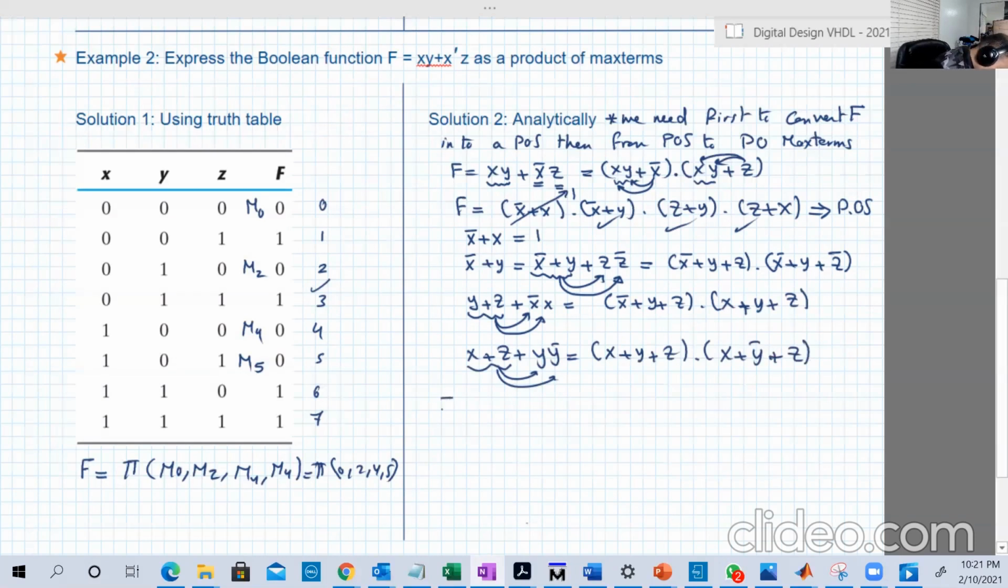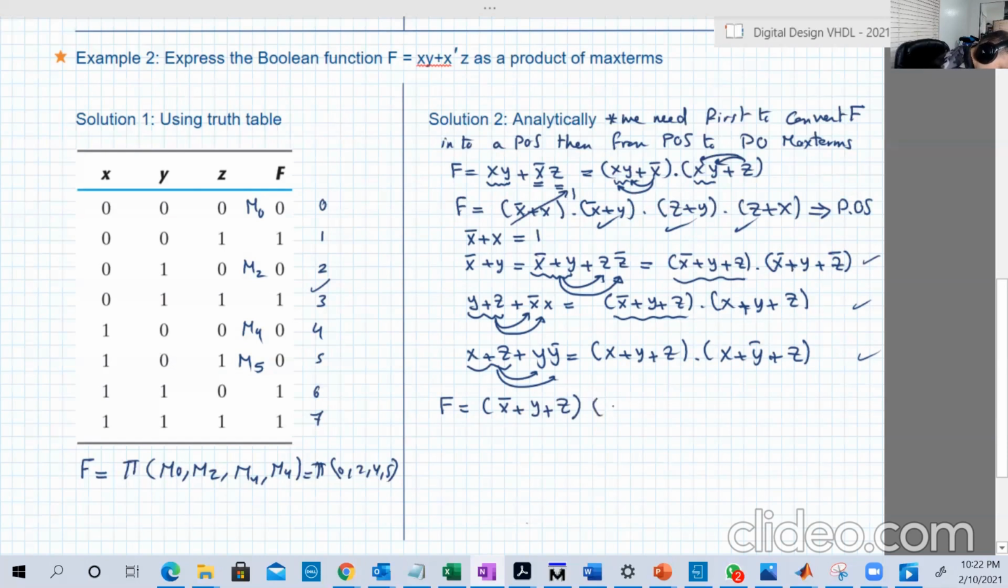Now f should be the product of these sums, these six sums, these two, these two, these two. But remember, x dot x is just equal to x. So first search for the repetitions and write them one time. Do we have another x bar or y or z? Yes, this one and this one are repeated. So just write one of them: x bar plus y plus z. How about x bar plus y plus z bar? This is a unique one.